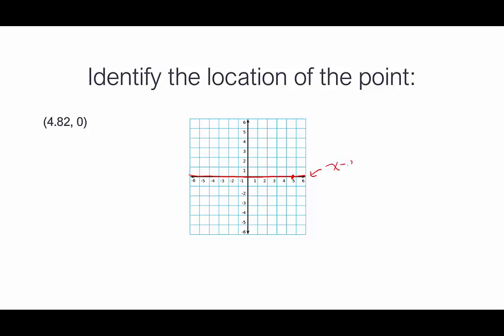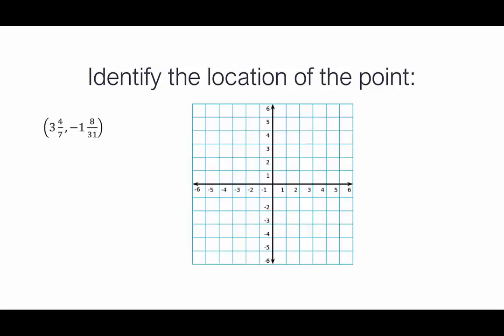And we could even get a little bit more detailed if we wanted. This would be specifically on the positive x-axis, and then any points that had a negative would be on the negative x-axis, but just saying the x-axis is perfectly fine.